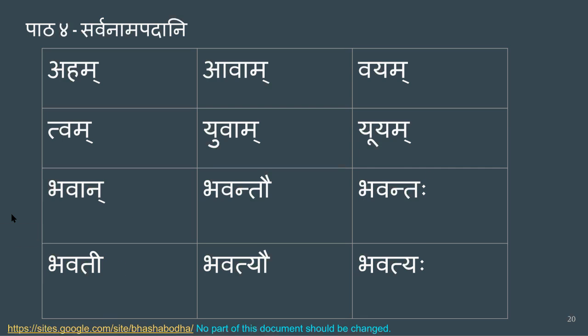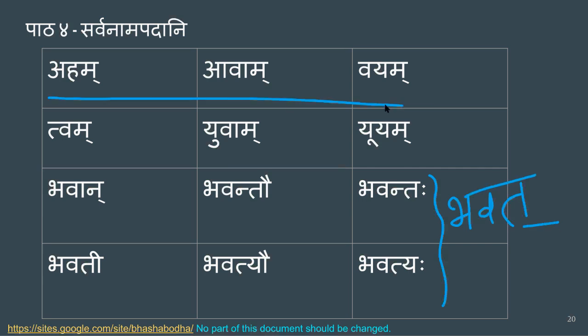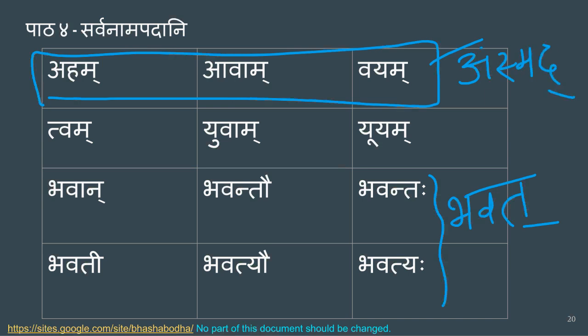Now you know the Pratipadikam of these two words. Bhavat is the Pratipadikam. Now, what about the Pratipadikam of Aham, Avam, Ayam? Of Aham shabda, this is Pratama Vibhakti, which means I, we two, and we. This is Asmad Shabdaha, sorry, Asmad. And Tvam is Yushmad.